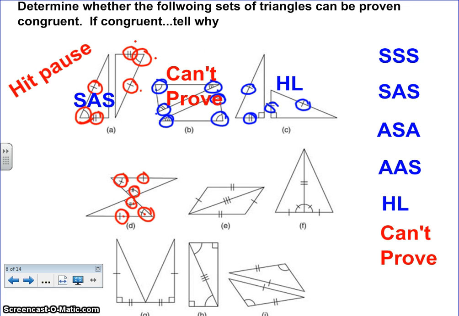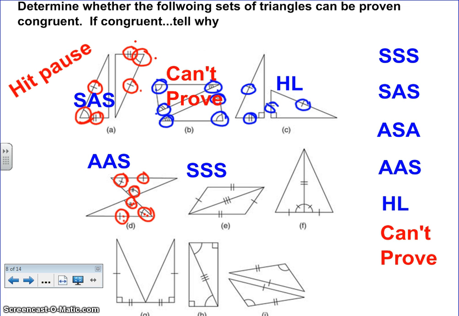I've got angle, angle, side, angle, angle, side, which makes a little bit more sense because I've got angle, angle, side right over here. So that one will match up with this. E is my favorite one. Each of the two triangles have three sides that are congruent. So that's the kind I like right there. That one is side, side, side.